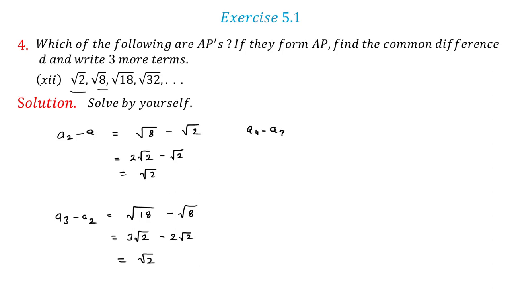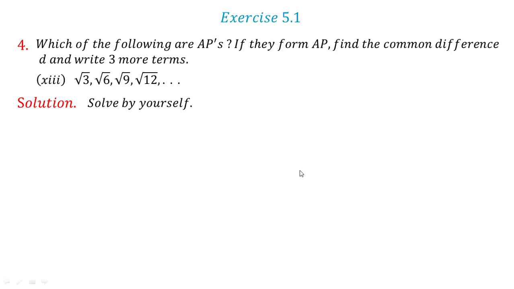Then a4 minus a3. If we take a4 minus a3, so a4 is what? a4 is root 32 and a3 is root 18. So root 32 is 4 root 2, since 4 4s are 16 and 16 times 2 is 32, minus root 18, which is 3 root 2, since 3 3s are 9 and 9 times 2 is 18. So 4 root 2 minus 3 root 2 is what? Root 2. Okay, so everywhere you find that the difference between consecutive terms is root 2, so you will say that this sequence is an AP.